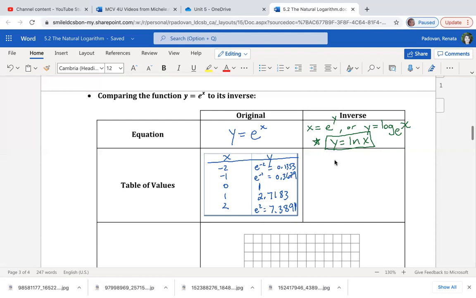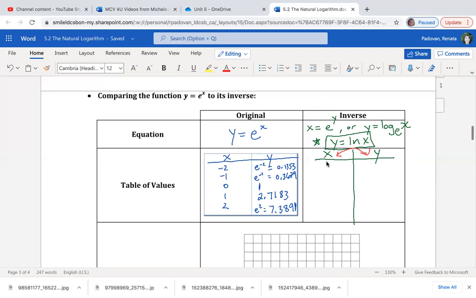I would just be switching my x and y values. So be careful, because for your table of values, you're still going to have x here and y here. It's just that when you're writing it out, these columns are switching. What was your x's is now becoming your y's, and what were your y's are now becoming your x's. But you still put the table of values this way, because if you were to switch this as y and x, you're going to end up with this being the same. So just be careful with that.